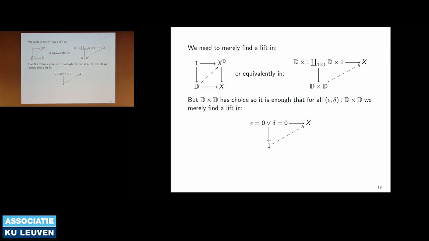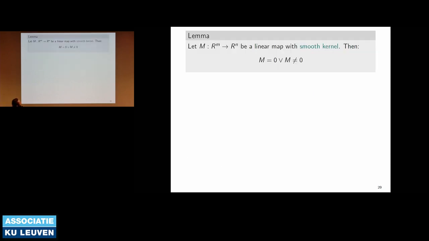And we know that epsilon squared and delta squared are 0. So we know that we can find a lift, again, using delta equals 0 and epsilon equals 0. And you just have to prove that you can glue the lifts together to get a lift with the OR, but that's fine. Okay. And so now we know that the tangent spaces are smooth.